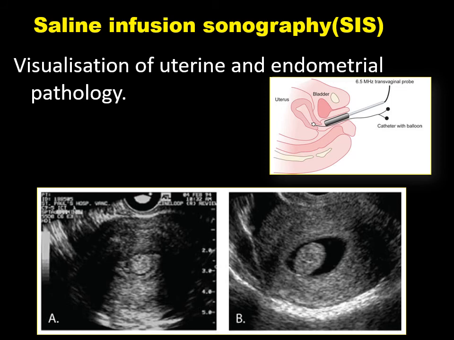This is the saline infusion sonography, the same as a vaginal scan, but we inflate the uterine cavity with saline. This is a polyp without saline infusion, and you can see with saline infusion that the polyp is clearly identified.